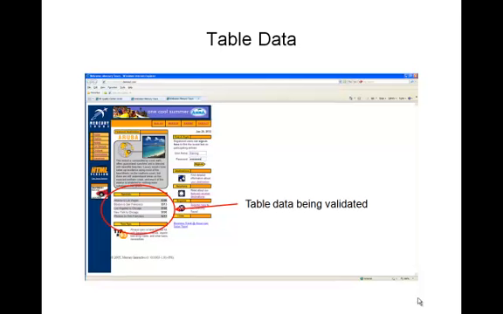We will be discussing validation of table data. Here's an example of the table we looked for in the demo, and it's at the front page of the flight reservation system. It's simply a table of some specials going on with the routes and the prices.